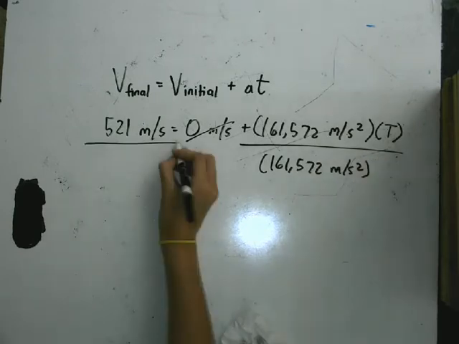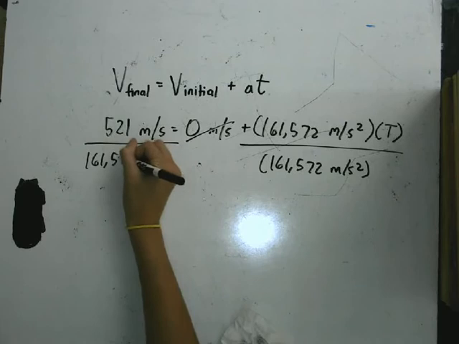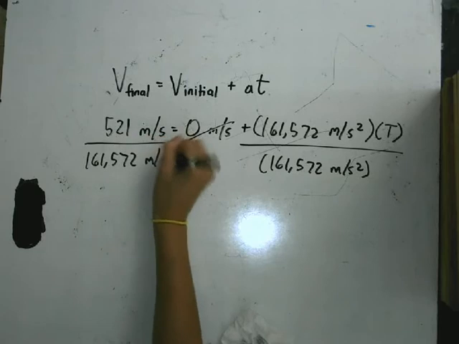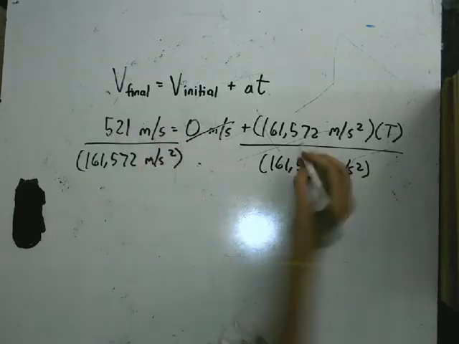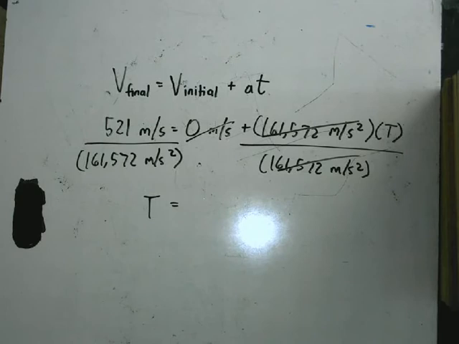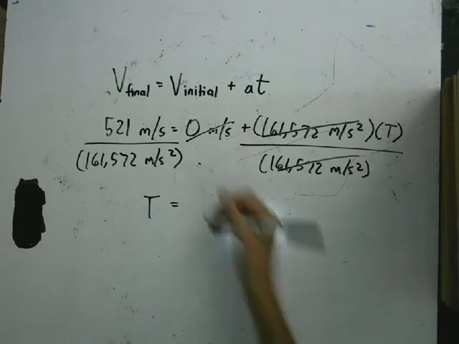Meters per second squared. So these obviously cancel out. And then we're going to end up with t is equal to 0.0032 seconds, which makes sense because it's a bullet leaving. It doesn't spend much time there.